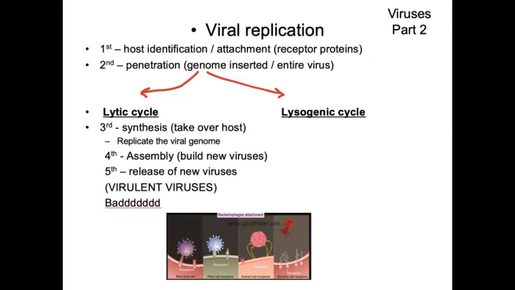Okay, so we talked about lytic cycle last time. Got to identify and attach to the host, get inside the host cell, take over the host, replicate the genome, build new viruses, and then release them. Bad stuff. So an example of a virus that follows a lytic cycle is something like the flu. It hits you, it knocks you down, it spreads, and then hopefully your immune system gets rid of it. Virulent viruses tend to be fast acting, and you recognize when you have it for the most part. Like, okay, I got the flu, I feel terrible, I have the symptoms.